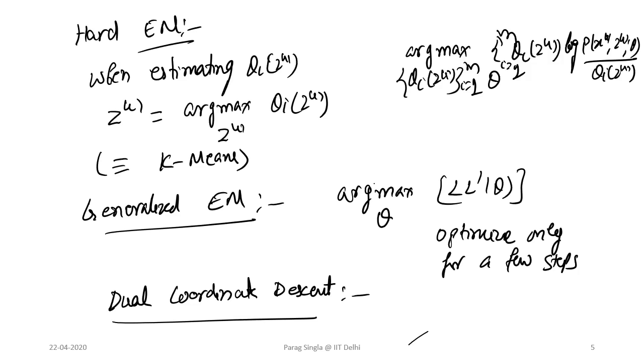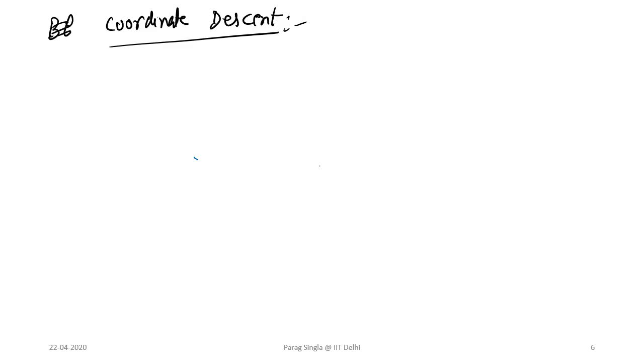Okay. And finally, I want to talk about dual coordinate descent in the next slide, that I had mentioned earlier in the context of the EM algorithm. Now, on this slide, let me describe something which is more general, which is applicable beyond just EM, which is called coordinate descent. And here is the idea.